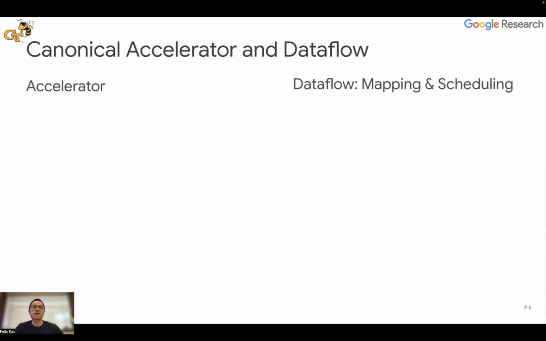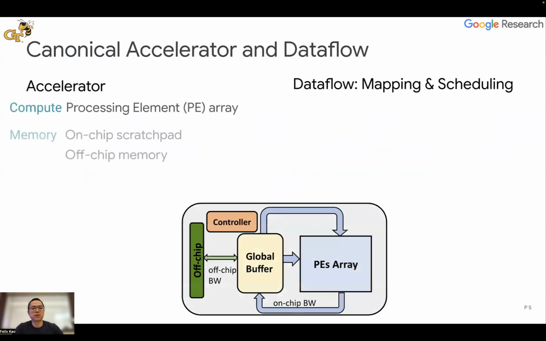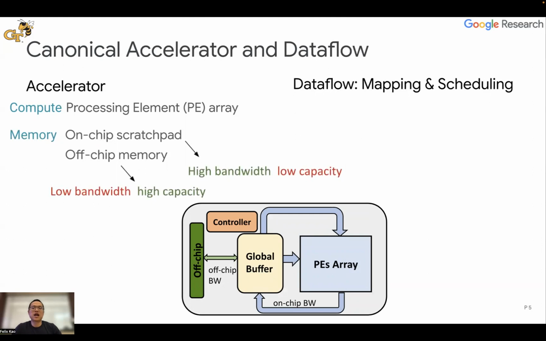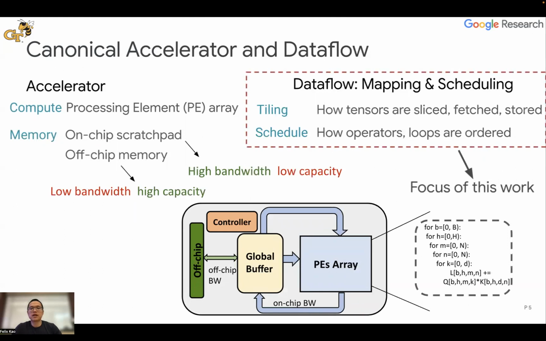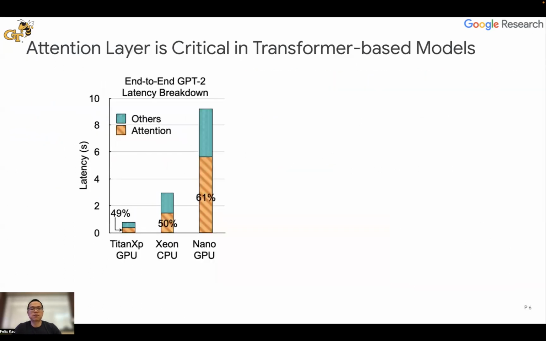On the accelerator side, we have architecture and dataflow. On the architecture side, we care about two major resources, compute and buffer. For buffer, we have on-chip scratchpad and off-chip memory. On-chip scratchpads are often low capacity but high bandwidth. In dataflow, we can do tiling and scheduling. Tiling is how tensors are sliced, fetched, and stored, and scheduling is how operator loops are ordered. Dataflow is the focus of this work.